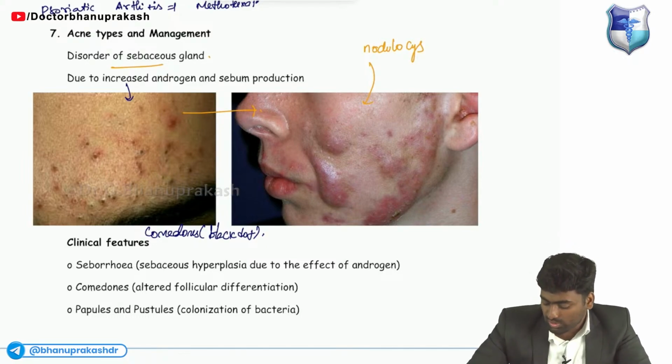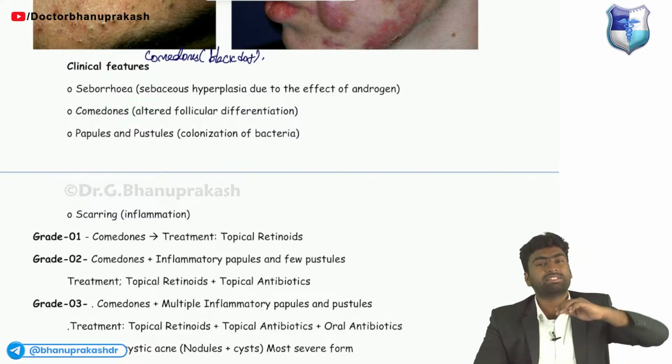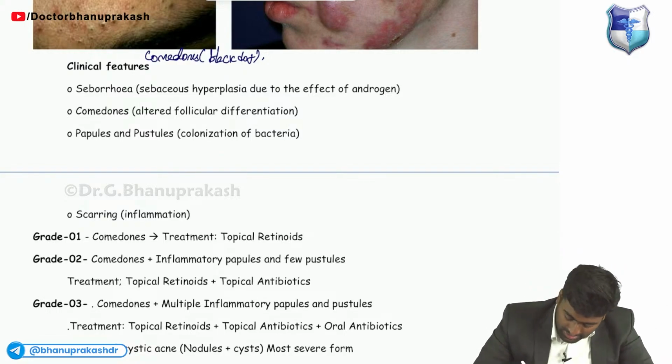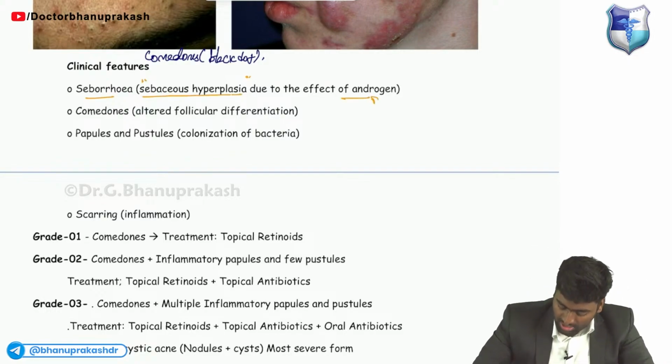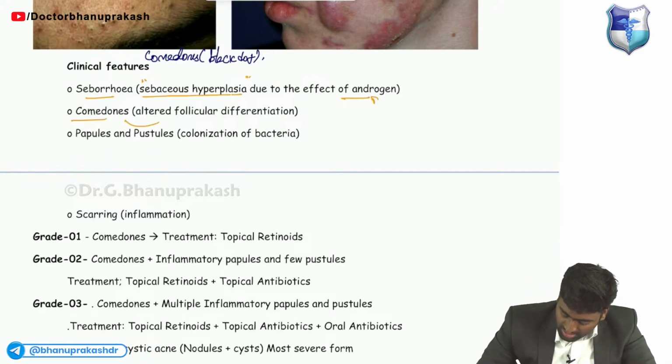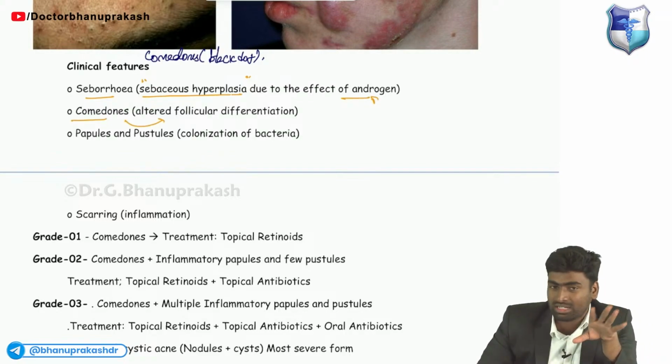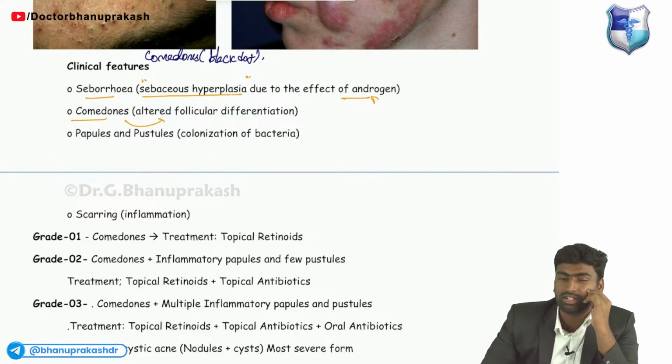Right? It is known as what? Nodulocystic disease. It mostly involves the seborrheic areas, where there is sebaceous hyperplasia due to androgens. The follicles will be abnormally differentiated. That's why it will become comedones.